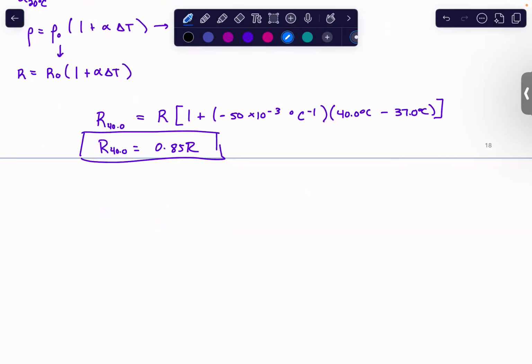So what I'm going to say, I'm just going to set some T0 at 0 degrees Celsius. So then I know R at my new temperature. So RT is pretty much going to be at 40 degrees.